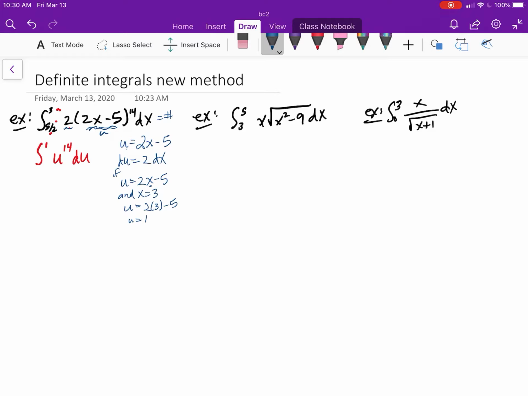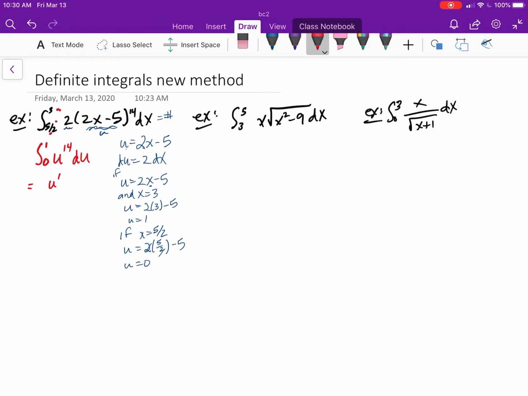Do the same for 5 halves. So if x is 5 halves, then what would u be? Well, u would be 2 multiplied by 5 halves minus 5. 2's cancel. 5 minus 5 is 0. So the lower bound is 0. That is a very simple integral to compute now, right? And I never have to return to the x's.